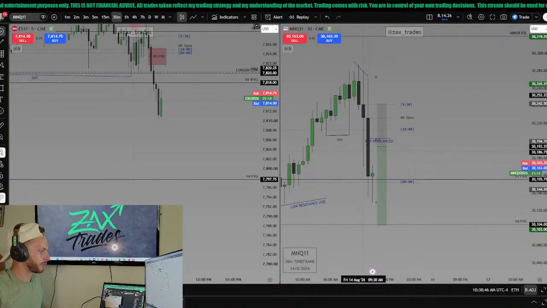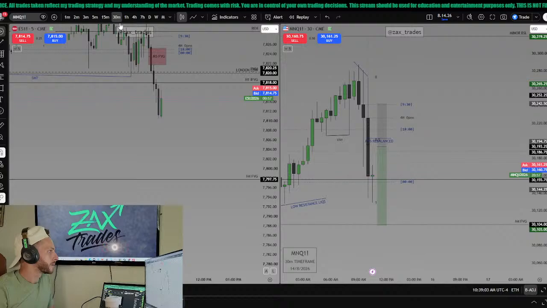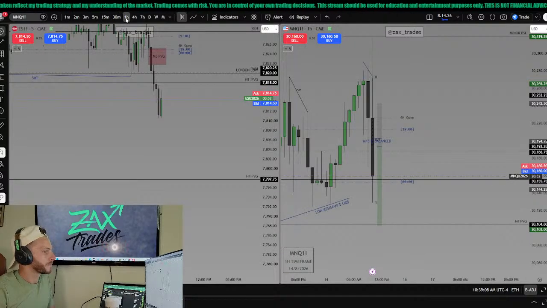So you could see actually on the 30-minute, it's already done that. Look where it wicked to. Yeah, popped up just high enough to close that imbalance, where that imbalance would be on the 30. 20 minutes left on the hourly. The hourly definitely had a major extension.